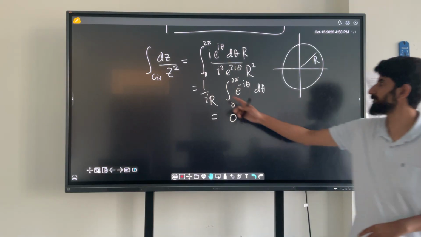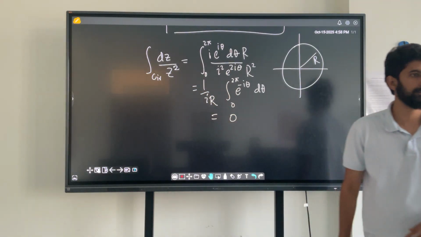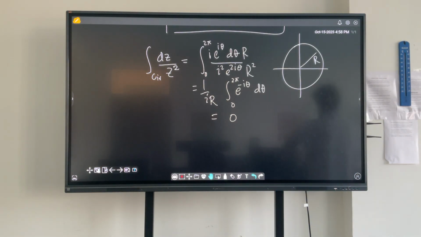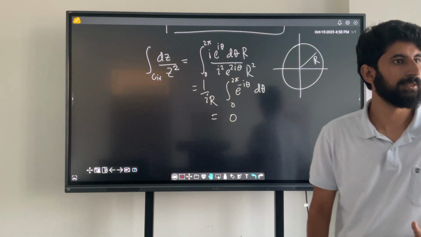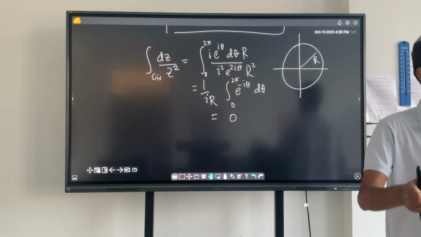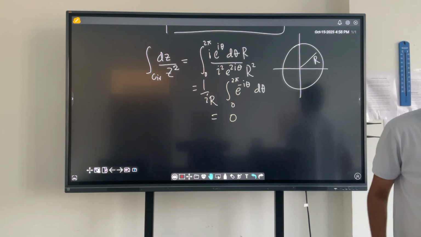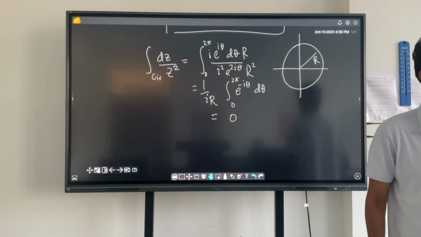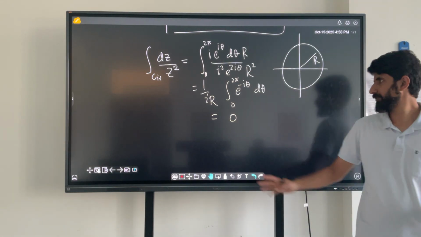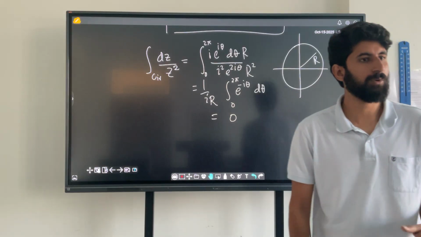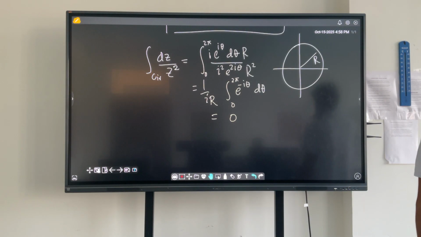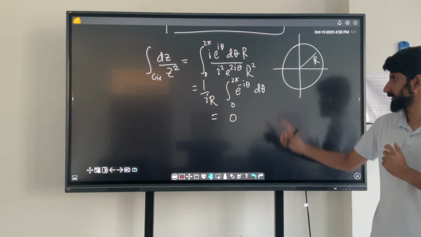But the function is not analytic at z equals 0, right? The function we have is 1 by z squared. It's non-analytic at z equals 0 because it blows up to infinity. So just because you have a non-analytic point, that doesn't mean the loop integral will always be non-zero. In general it may be non-zero, but it could be 0. We will learn later what exactly determines whether this is 0 or not. But for now, these integrals are very crucial.